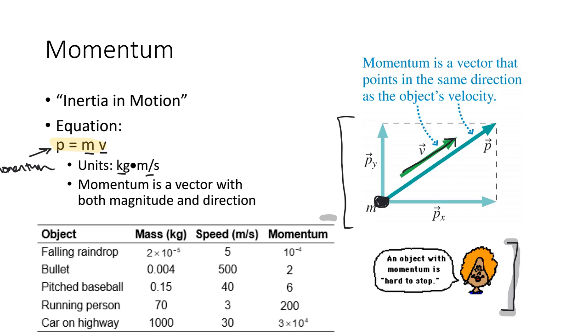Here are some examples of typical momentums. You can see that a car on the highway is probably way harder to stop than a falling raindrop. That doesn't mean a raindrop can't hurt. You can have a raindrop that hurts, but that has more to do with pressure than momentum. You have to imagine momentum being how hard it is to stop this thing.